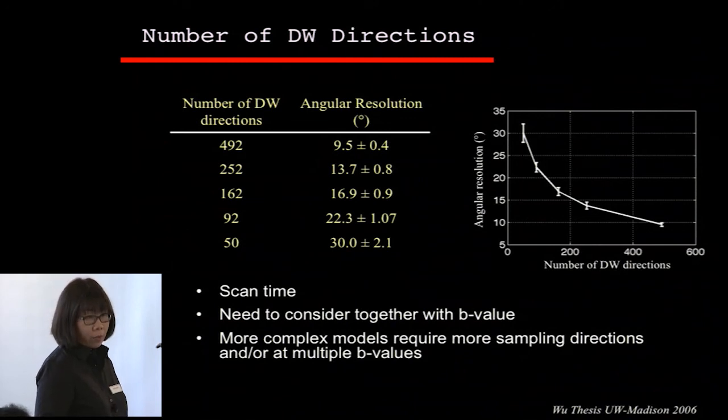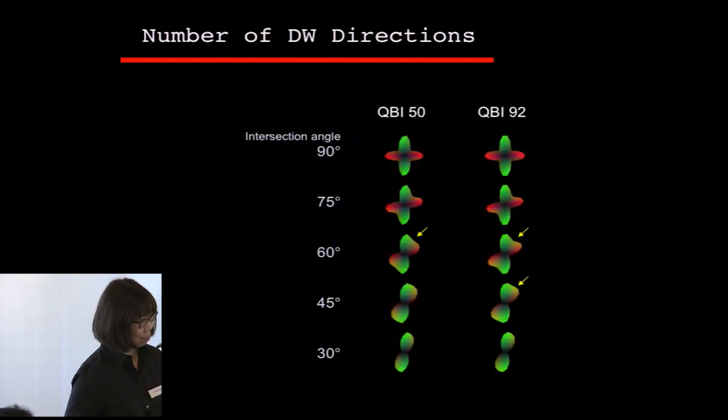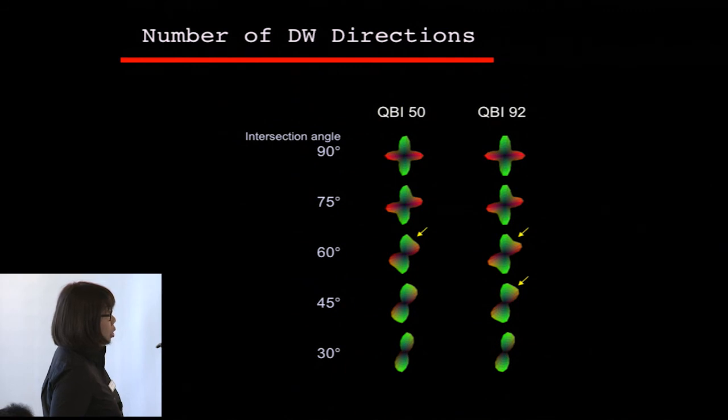For example, at the lower B value, the ODF looks chubby, so more diffusion weighting directions doesn't help that much. And also, it depends on the computation algorithm you want to use. A more complex model requires more samples, so then you will need more, or sometimes you need multiple B values. The comparison between ODF using QBI 50 directions versus 92 directions, and more directions is able to resolve a smaller intersection angle.